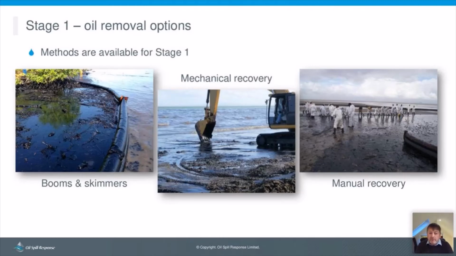We can use mechanical recovery in some cases, as long as we get access with suitable machinery and that is deemed a suitable response. But more often than not, we'll end up with using manual recovery. And we use manual recovery across all 3 of the stages, really. In most cases, manual recovery is what we'll have to use for many reasons: access, availability of equipment, things like that. So manual recovery is quite often what we'll resort to for that stage 1 and the other stages as well.